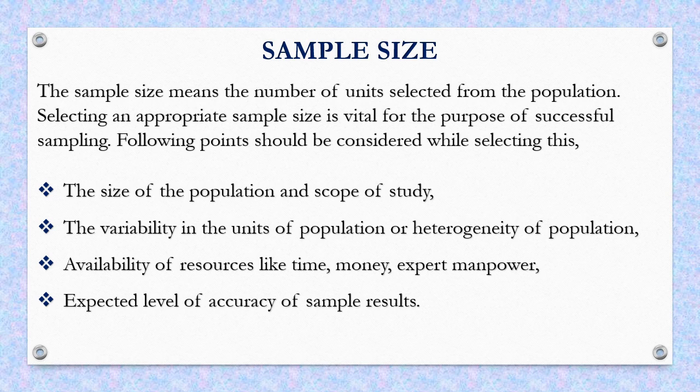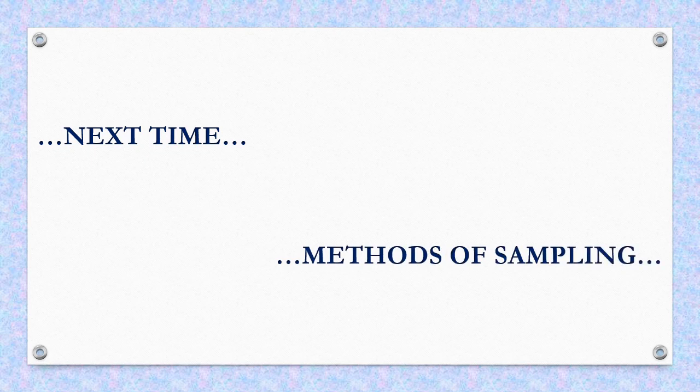So this time we studied what is sampling, what is population, sample, sampling with replacement, without replacement, population survey, sample survey, and the need for sampling, ideal sample characteristics, and the sample size. Next time, what we are going to study are the methods of sampling, the main content of this chapter.